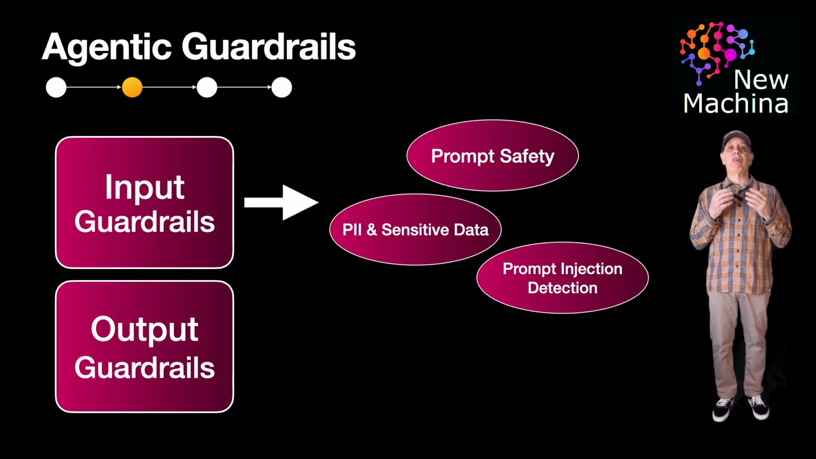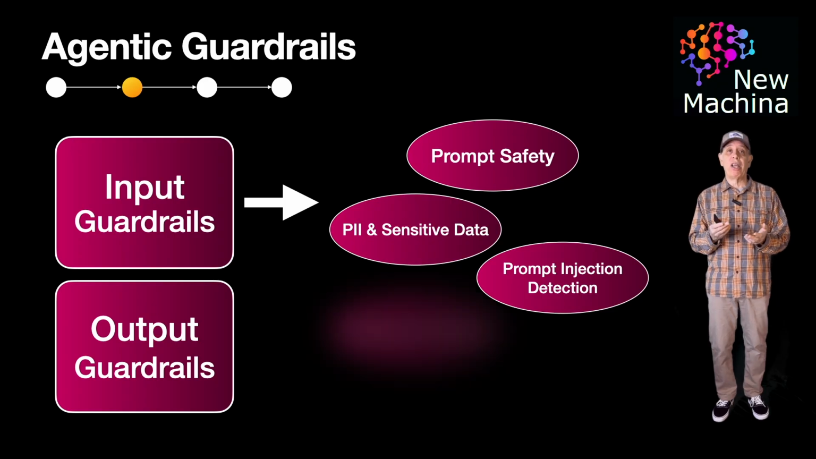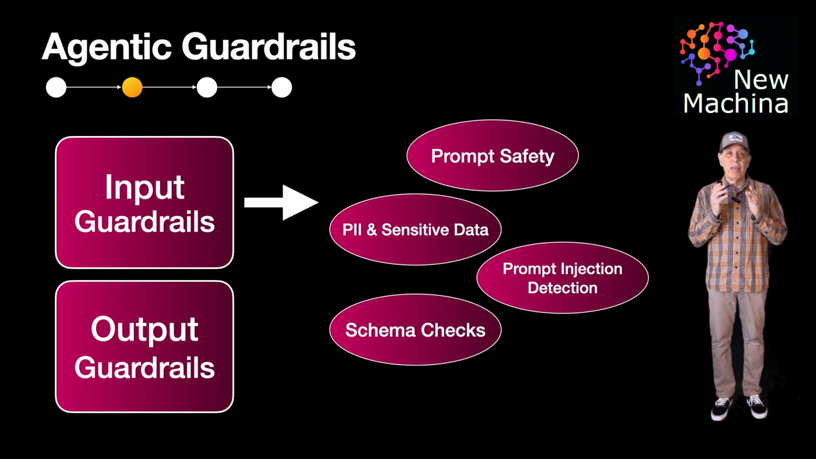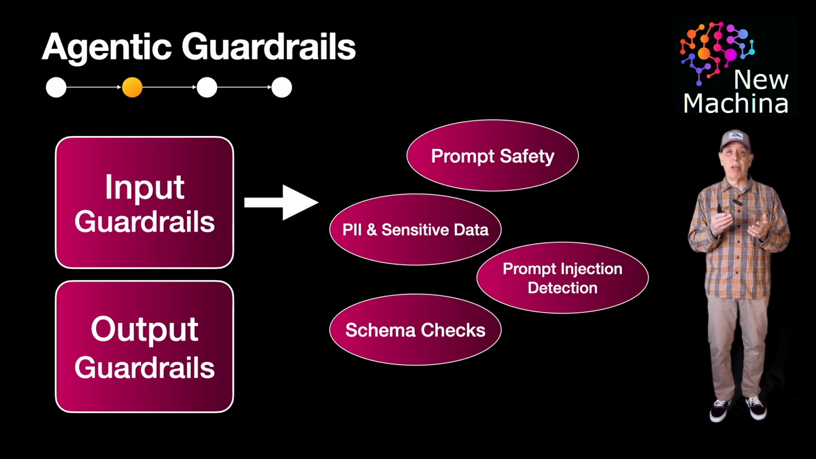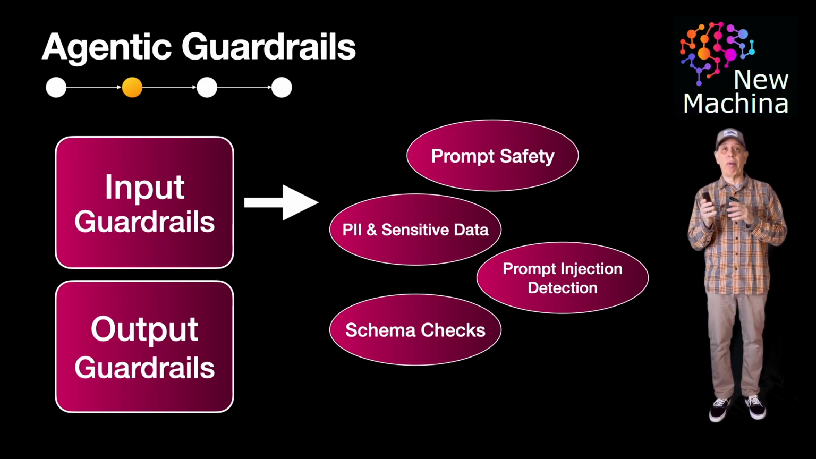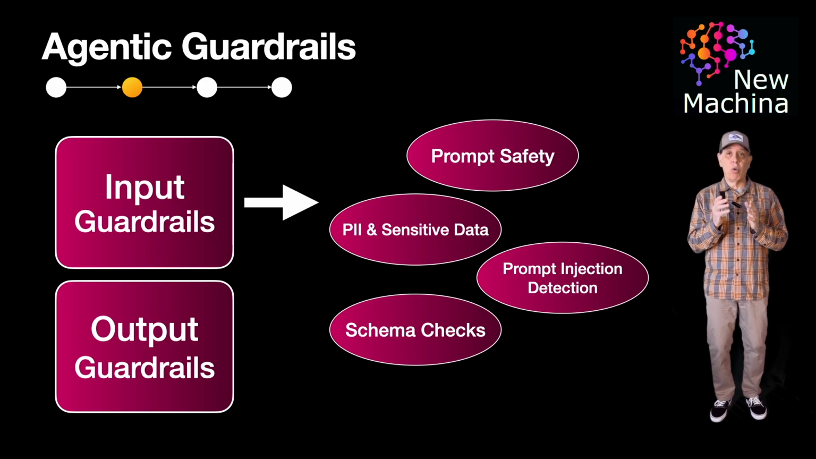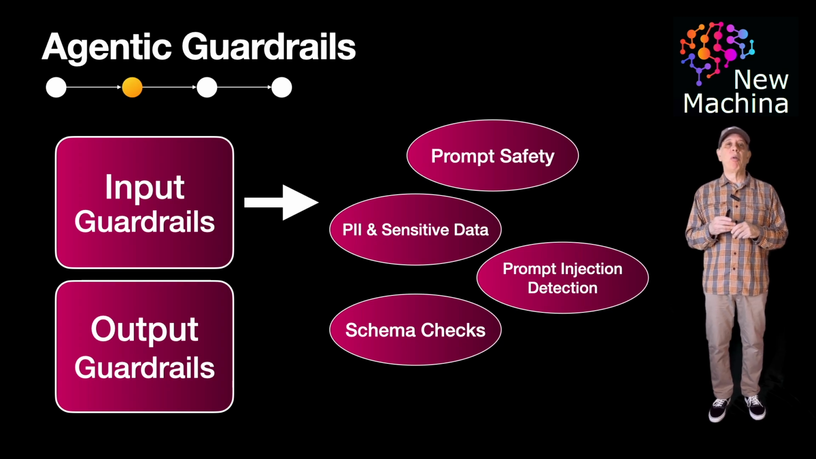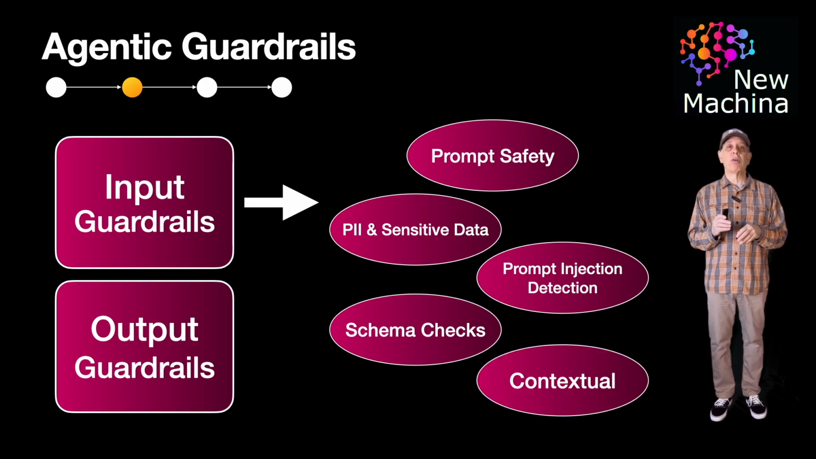A fourth example of an input guardrail is performing input validation and schema checks. This ensures the structure of the user input matches the expected formats. For example, checking JSON keys or parameter ranges, or if the parameter is a valid SQL query. A fifth example of an input guardrail focuses on contextual issues. This enforces domain-specific business rules. For example, don't allow medical diagnosis questions, or only permit travel-related queries.